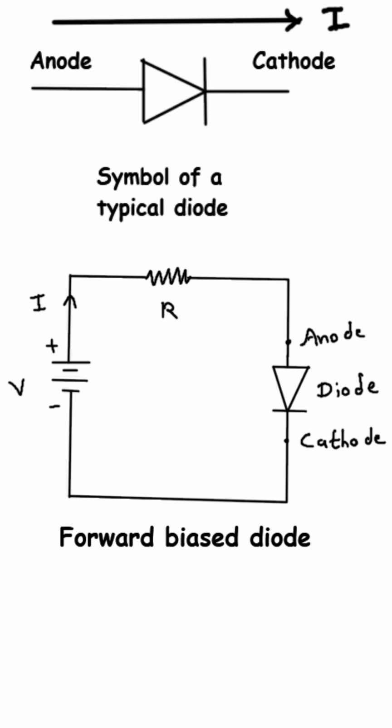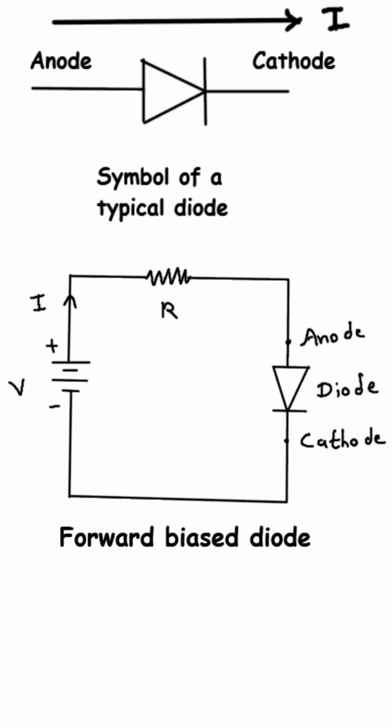In the symbol, the triangle represents the direction of current flow, pointing from the anode to the cathode, while the vertical bar represents the blocking direction. The arrow labeled I shows the direction in which conventional current flows from the anode to the cathode when the diode is forward biased. Now let's look at the circuit diagram below, labeled forward biased diode.